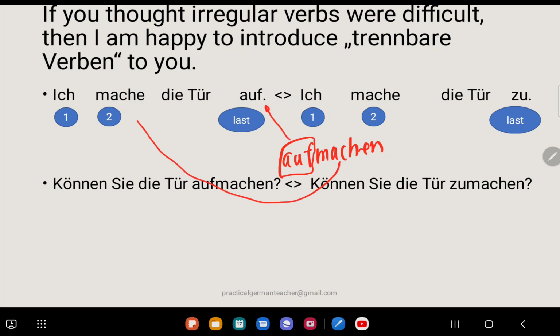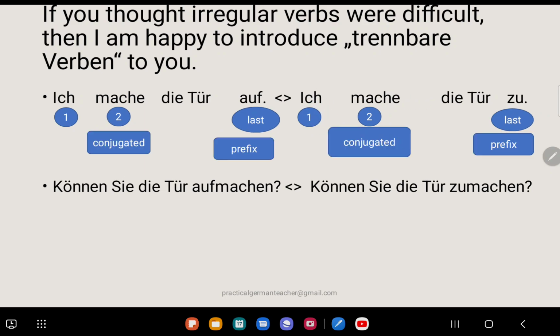Machen, the other one, you conjugate for the subject. Here, ich mache die Tür zu, same. The prefix you separated from the verb, you put it at the last position, and you conjugate only this part for the given subject. The banners are just saying what I just said. You conjugate this part, prefix at the last position; conjugate the verb, prefix at the last position.